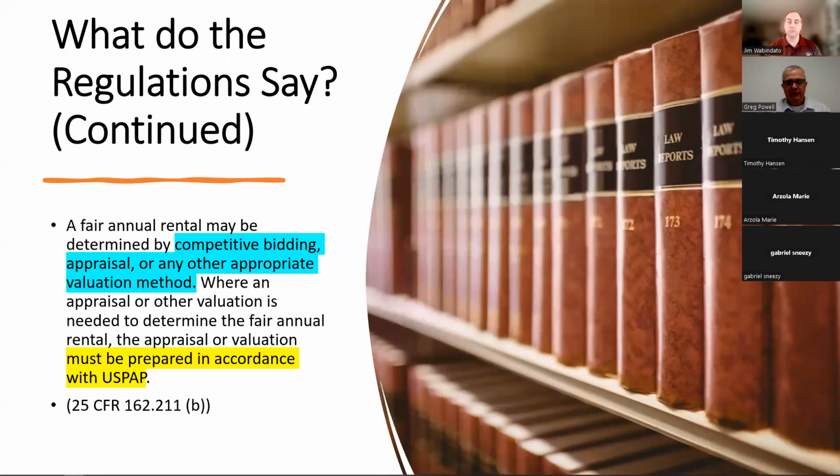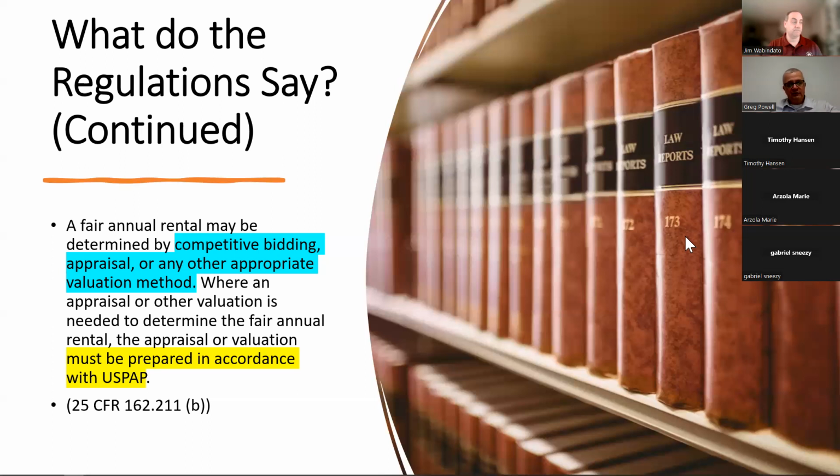Which deals with the regulations around leases and permits. The fair annual rental is the market value standard that appraisers have to follow, and that can be determined by competitive bidding, appraisal, or any other appropriate valuation method. So now we start to see just a little bit of nuance coming into play. Previously, it was a market analysis under 169. Now it's competitive bidding. And when you get a little bit farther and deal specifically with grazing leases at 166, it even begins to add another nuance, and we'll see that on the next slide.